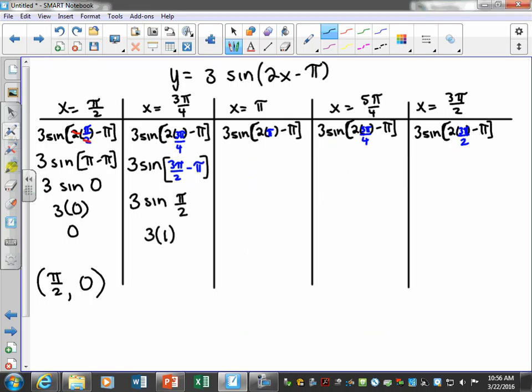And then, of course, we drop down to 3. Order of operations. 3 times 1 is 3. So the ordered pair when x is 3 pi fourths. Let me see if I can make that a little neater. When x is 3 pi fourths, y is 3.